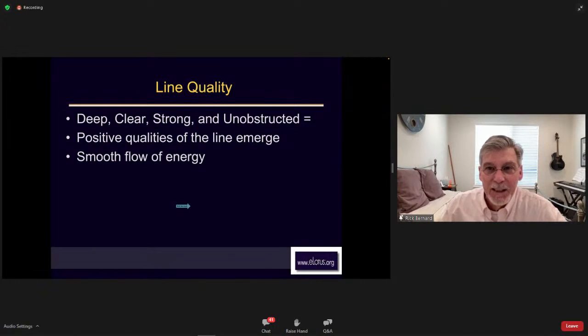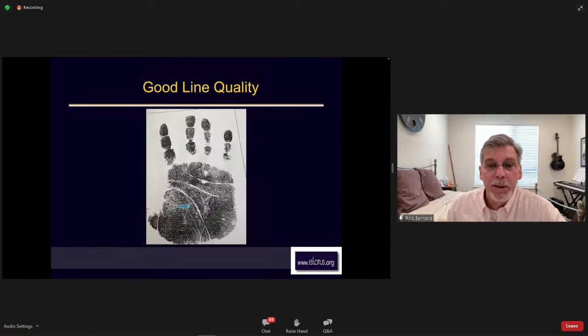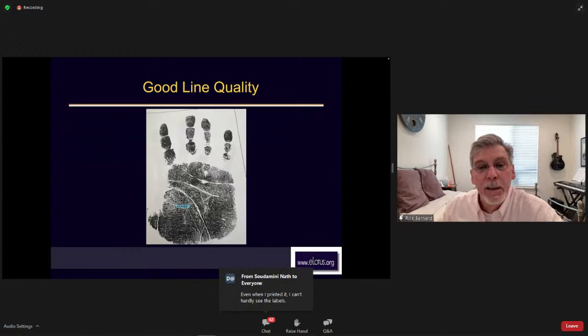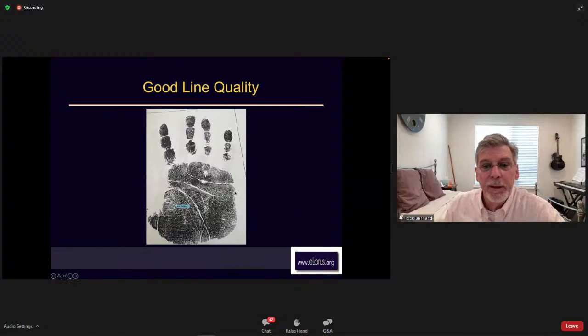So the positive qualities of the line emerge when the line is very nice and smooth and clear. Okay. So these lines are pretty clear. You look at the lifeline, very clear, nothing really impeding it. Headline, same thing, very clear, no breaks. Heart line, same thing, very clear. Very few lines for this.